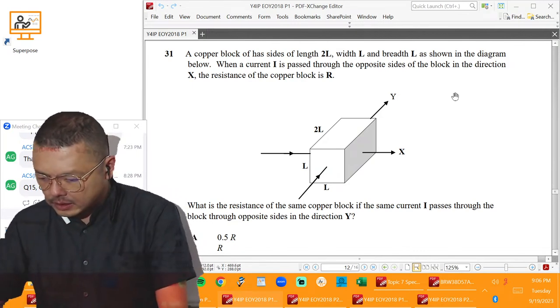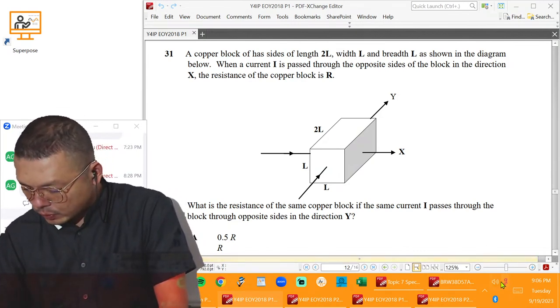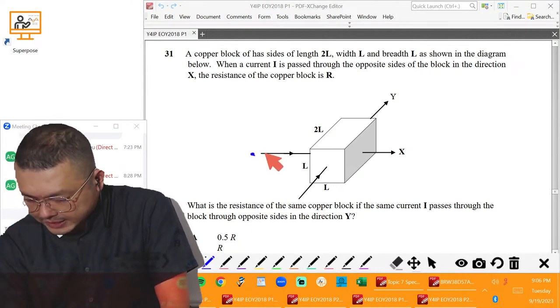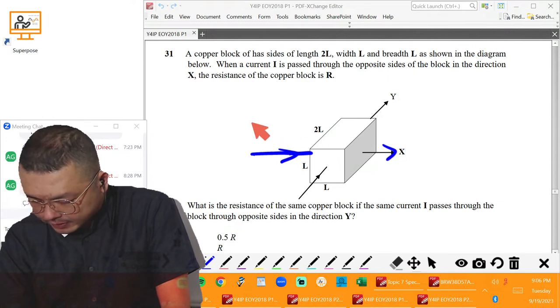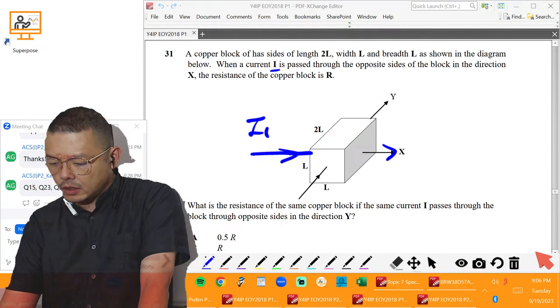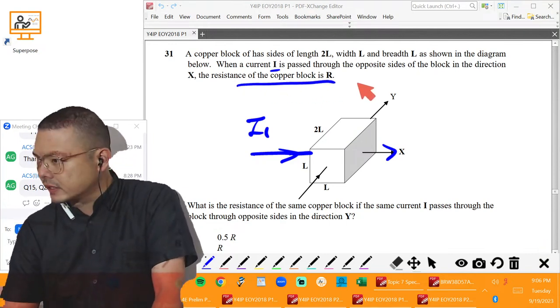Yeah, you are. So current flowing is where to where? So this is the initial current. This is I1. Right or not? Yes, I1. Then they say that the resistance of the copper block is R.